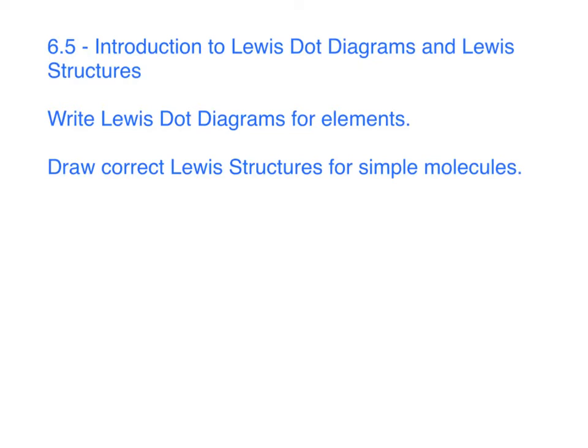So our goal for this lesson is to have you write Lewis dot diagrams for elements and then to combine those Lewis dot diagrams to make what's called a Lewis structure for simple molecules. This is a really useful tool for helping you to figure out how the atoms are going to bond together and the arrangement and the number of bonds that are going to form. And then it will also become a useful tool for predicting the shape or the geometry of the molecule, as you're going to see in a future lesson. So let's get started.